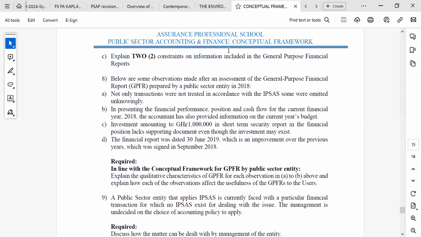So the final one is the financial report was dated 30th June, which is an improvement over the previous year, which was signed in September 2018. What characteristic is that? Okay, timeliness, because you consider the information supposed to be available. Yes, now Dennis.